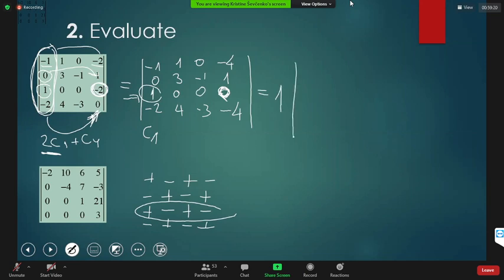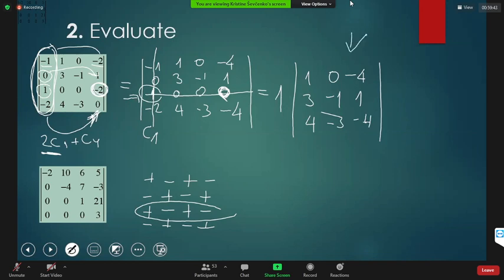To find the minor, cross out that row, that column, and we have 1, 0, minus 4, 3, minus 1, 1, 4, minus 3, minus 4. And now I have a third order determinant, this. Because the rest would be 0 times something, 0 times something, 0 times something, so I don't have to worry about those. I can write minus 0, plus 0, minus 0 to complete the row, but that's it.